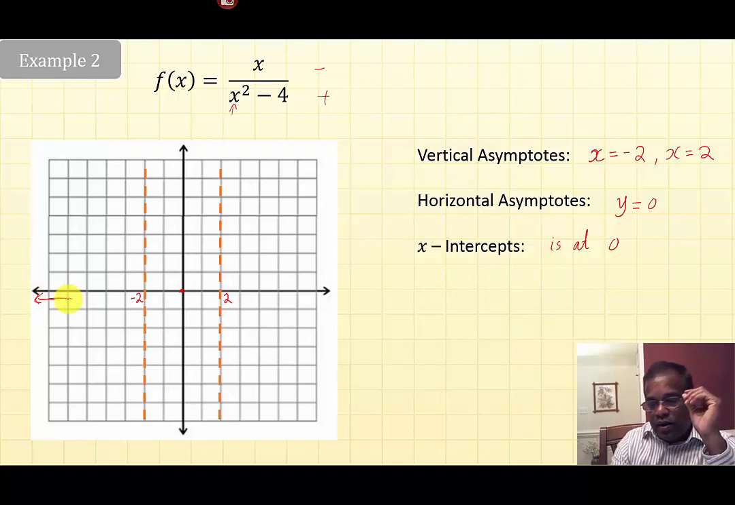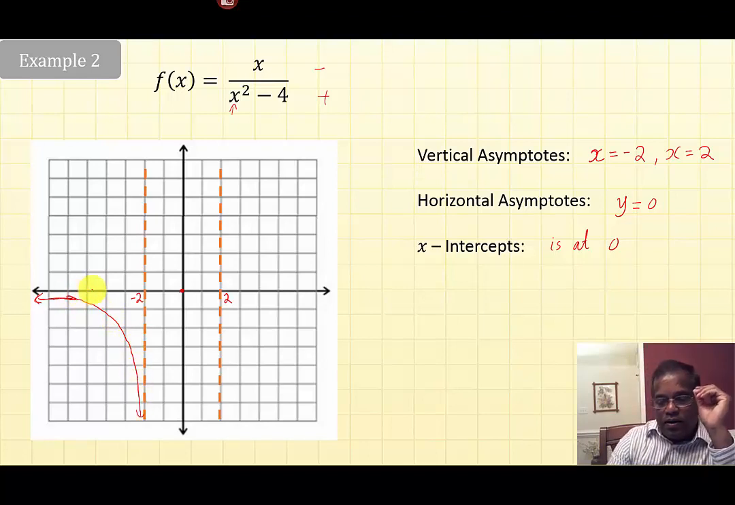Now since the x-intercept is only at 0, between negative infinity and negative 2, this is not going to cross the x-axis. So that means the graph is going to be like this.